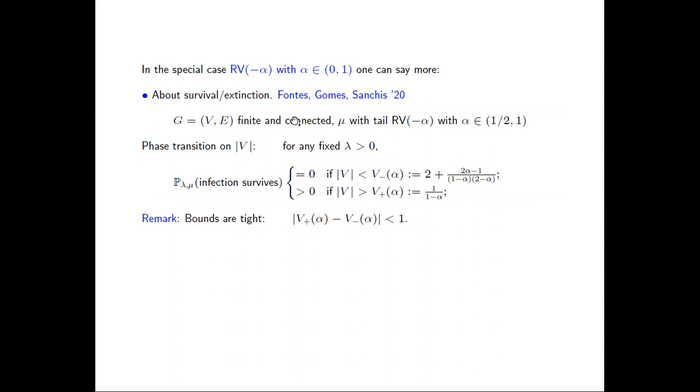Even if you have a finite graph, you might have percolation. There is an interesting phase transition in the number of vertices. So your graph is anything finite and connected, and there is a phase transition in the cardinality of the vertex set. For a vertex set larger than something that depends on alpha, you do have survival for all lambdas. And if it's less than that, you don't have survival. I mean, fix any lambda that you fix, you have this. So it's a more precise result.